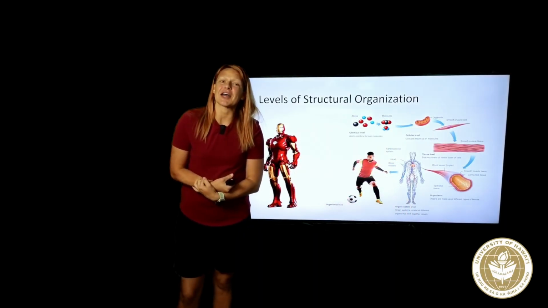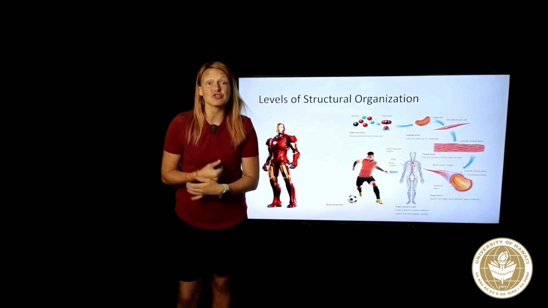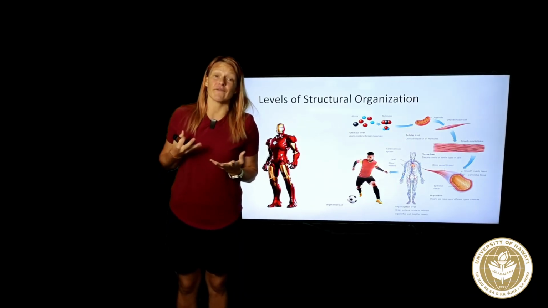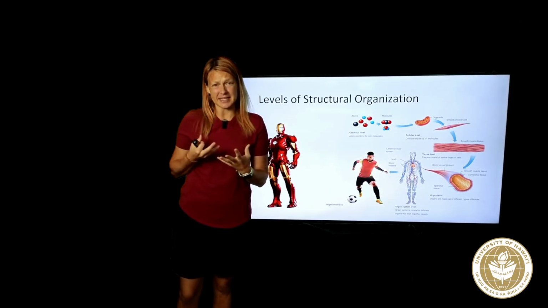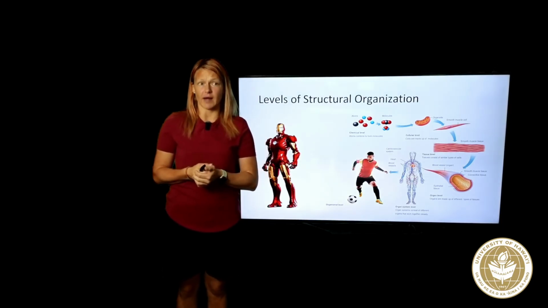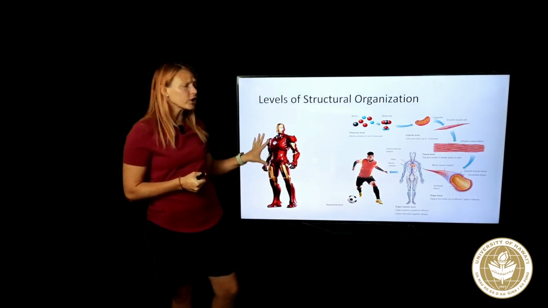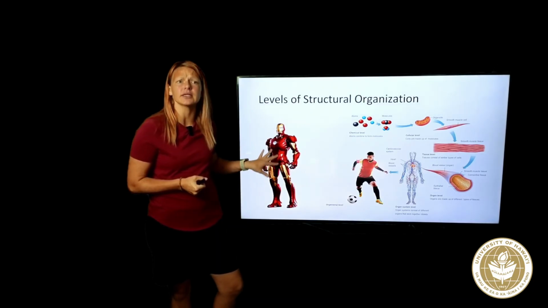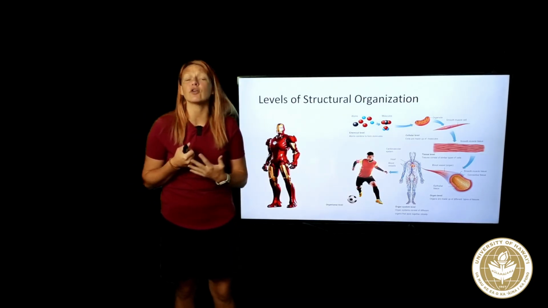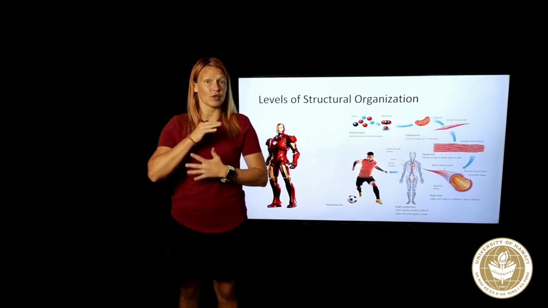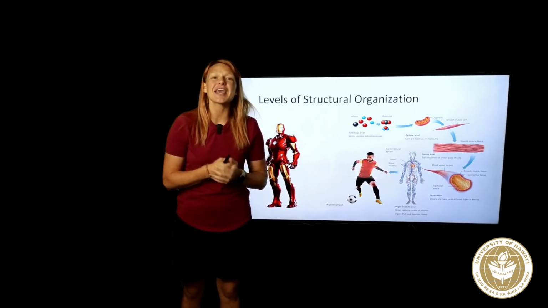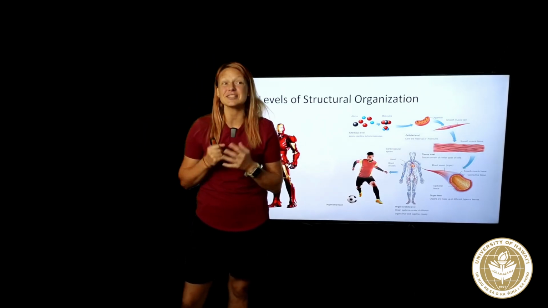Next, we're going to move on to looking a little bit at the structural organization of the human body and what exactly is needed for humans to survive. So in order for Iron Man here to work at an organismal level, in other words, to fly around, his most tiny body parts need to work.